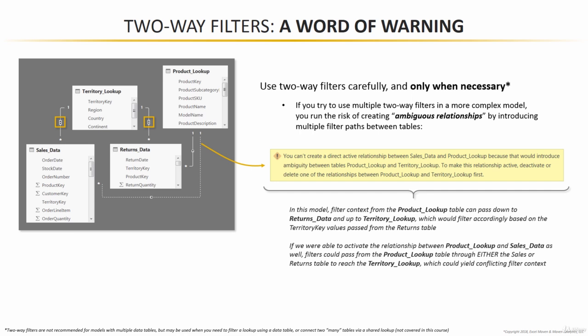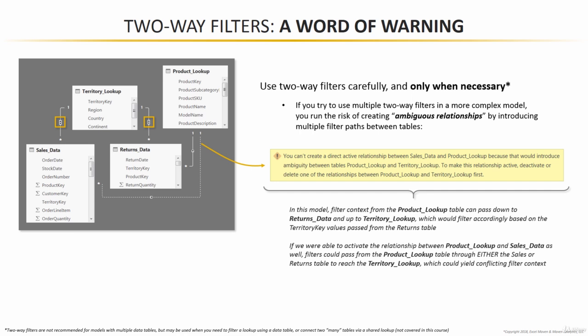Both can't be true at the same time, and all we end up doing is confusing Power BI and confusing that territory lookup table in a way that prevents our model from producing or yielding meaningful values. So as a result, Power BI forces you to keep one of those relationships inactive so that you can't possibly pass conflicting filter context to the same table.